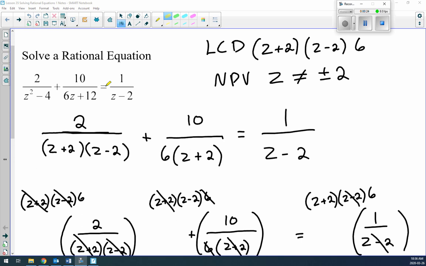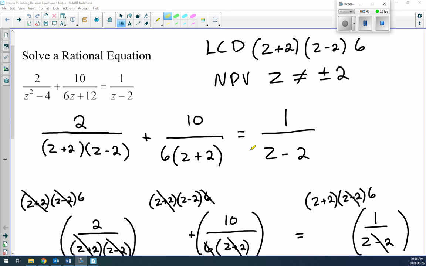So the key to solving a rational equation is you're always trying to get the variable by itself. But to do that, you have to get rid of everything that's in the denominator. We've got a whole bunch of stuff in the denominator down here. So first off, let's factor. This is a perfect square, so z plus 2, z minus 2. 6z plus 12 has a GCF of 6, pull that out. And this one is just z minus 2.